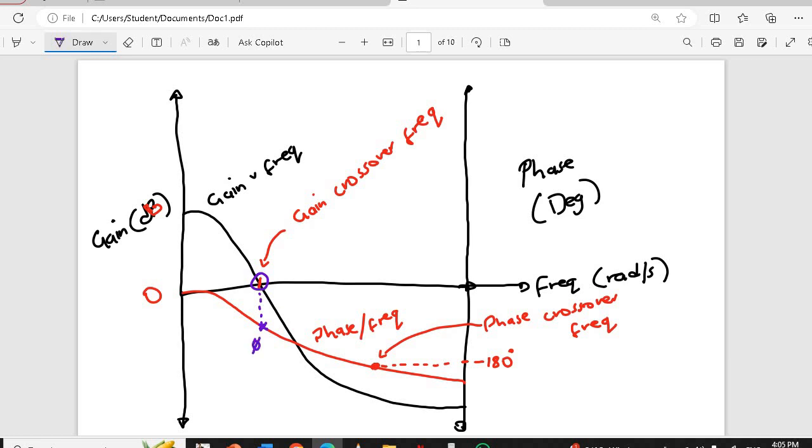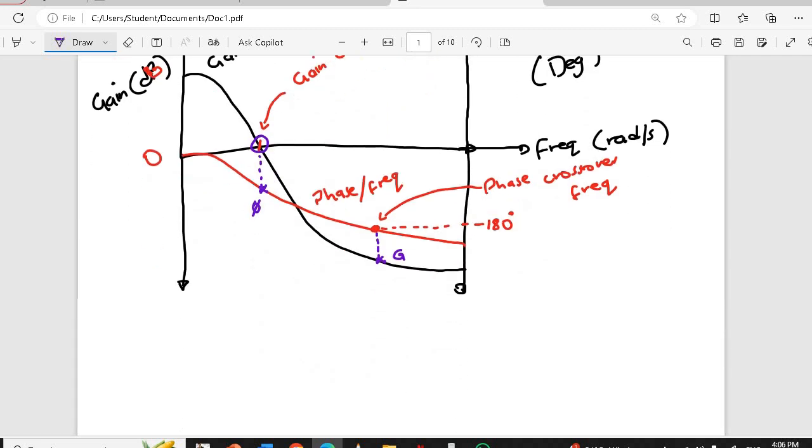Then on your phase crossover, check the corresponding gain value. That gain value, I'm going to label it gain, like this. Those 2 values are the 2 values you are going to use to calculate the gain margin, which is the formula 0 minus gain. Which gain is this? It's the one you get when your phase is minus 180 at the same frequency. The phase margin is theta plus 180, or 180 plus theta.